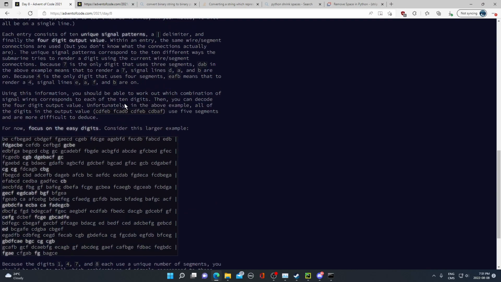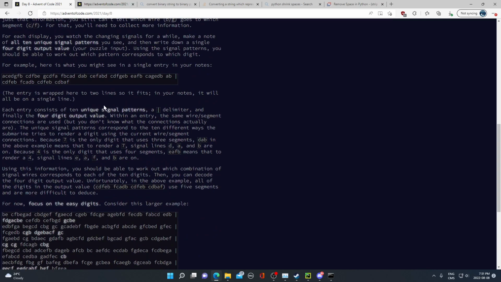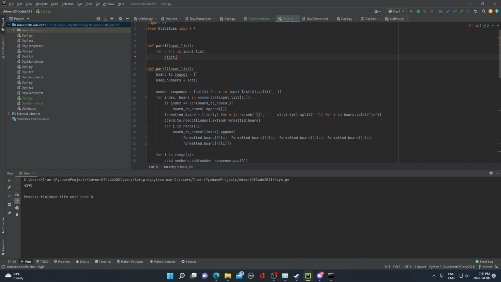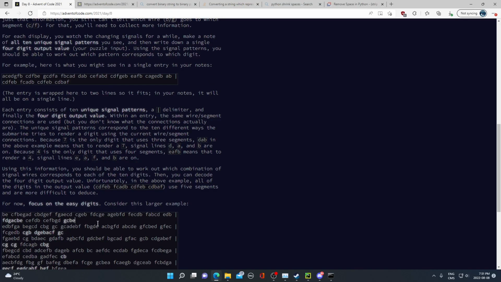Would I call this input or output? What digit list? Input list dot split. I'm going to split it by a space, a vertical bar, and another space. And that should be good enough.